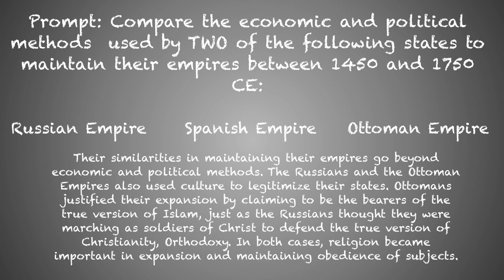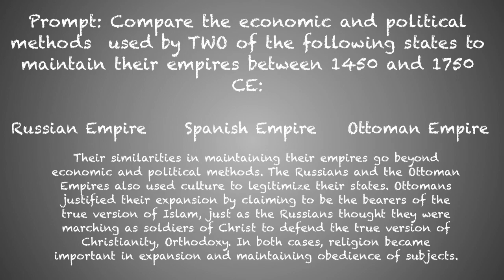Their similarities in maintaining the empires go beyond economic and political methods. The Russians and the Ottoman empires also used culture to legitimize their states. Ottomans justify their expansion by claiming to be the bearers of the true version of Islam, just as the Russians thought they were marching as soldiers of Christ to defend the true version of Christianity, orthodoxy. In both cases, religion became important in expansion and maintaining obedience of the subjects. And notice here again, the statement at the end kind of brings it around, connecting it once again back to the prompt to strengthen or extend the analysis, which here are similarities and differences.